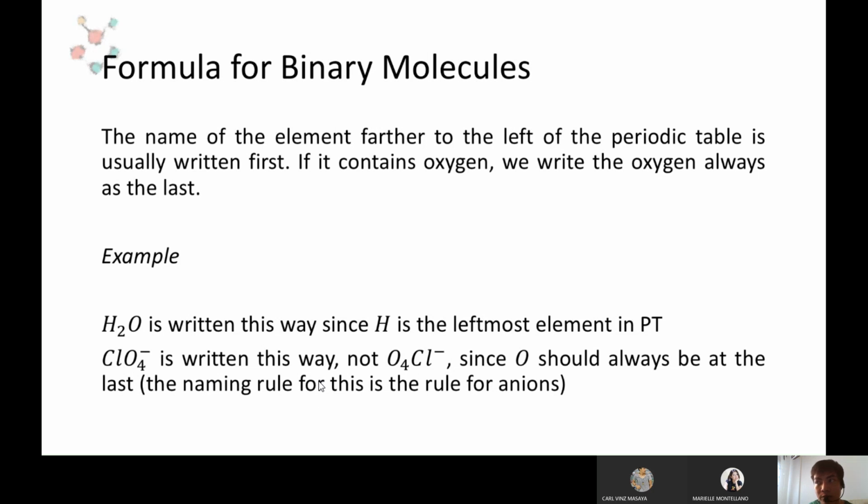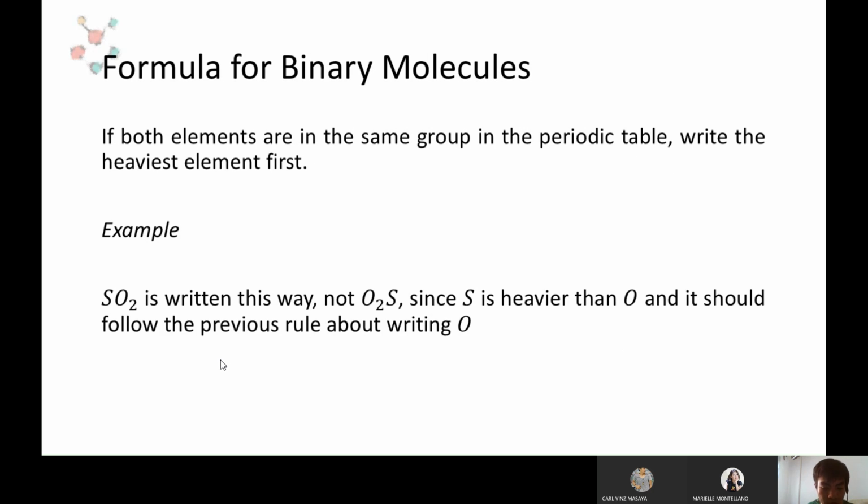That rule also applies to your anions, no? Kaya ganun yung mga formulas nila. Nasa dulo yung oxygen parati. So anyway, ito naman ang rule. What if parehas silang nasa group ng periodic table? For example, sulfur and oxygen, parehas sila nasa group 6. So yung rule na yung oxygen nasa dulo, nag-a-apply pa rin dito. So you always write your oxygen at the end, and then yung sulfur nasa harap.